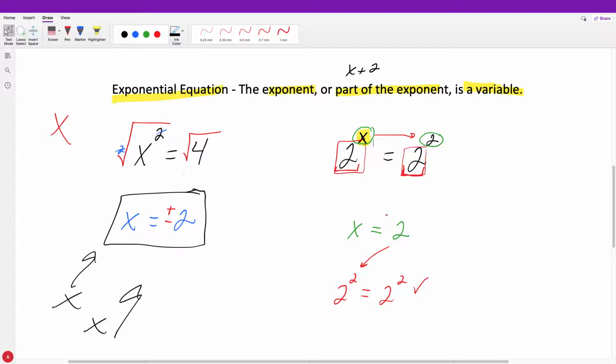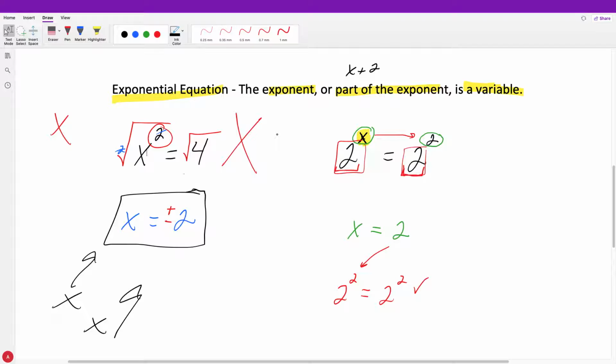Because if our powers aren't equal, then of course the base being raised to different powers will never be equal. So that's what we're looking for when we're trying to solve these exponential equations. But you must understand that this one is not an exponential equation, even though we see a power, because our power must have a variable in it for it to be an exponential equation.